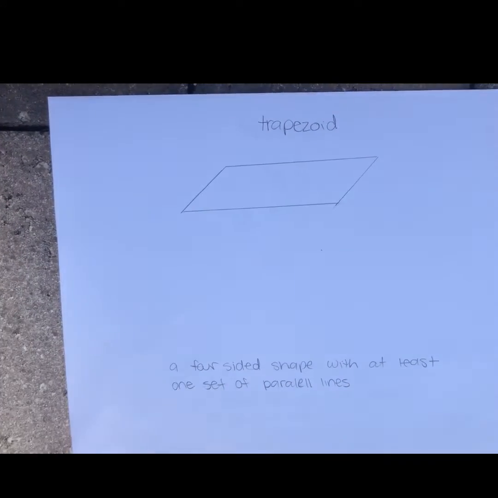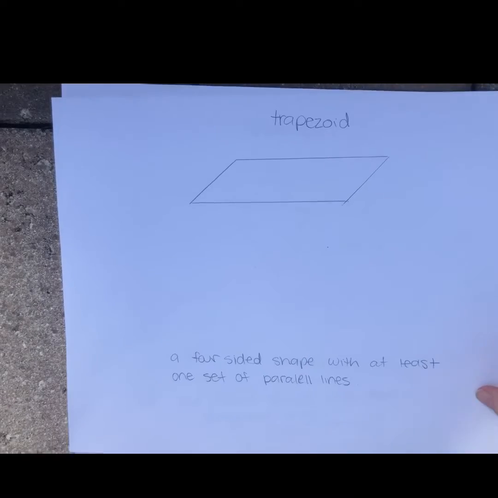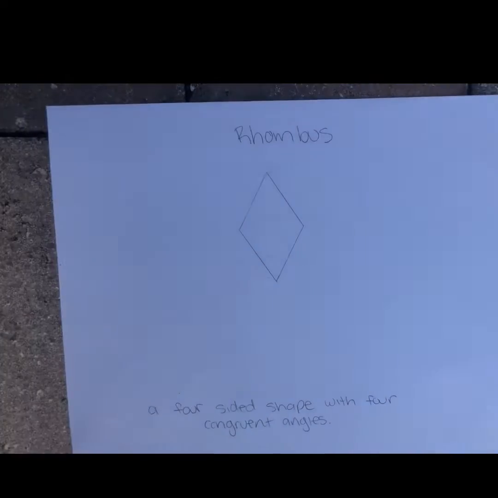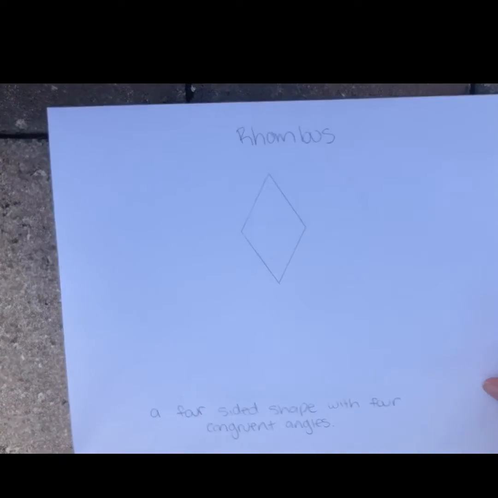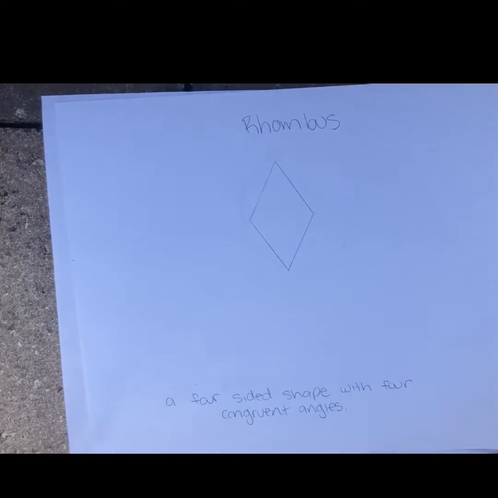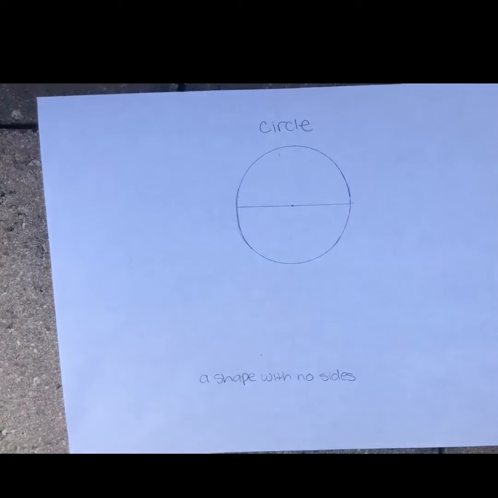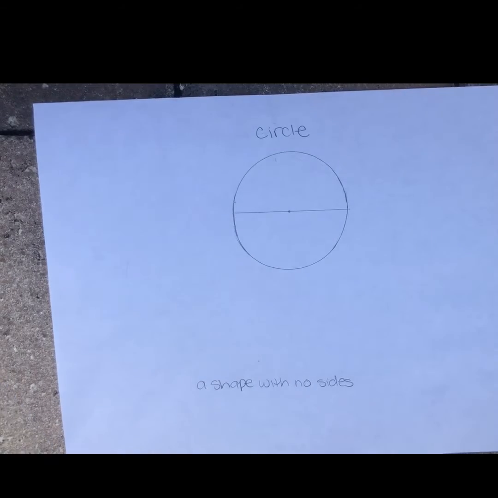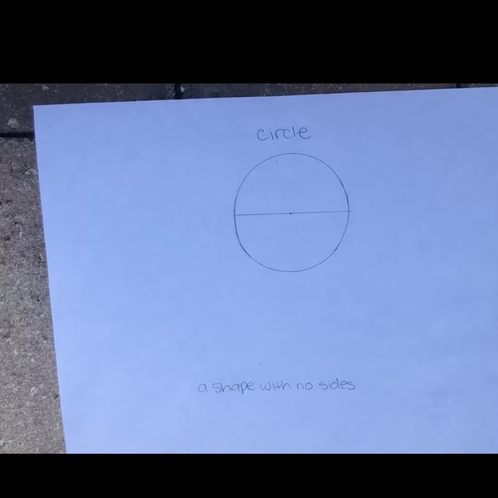Then we have a trapezoid. So this one has at least one set of parallel lines. A rhombus is a four-sided shape with congruent sides. And then a circle.